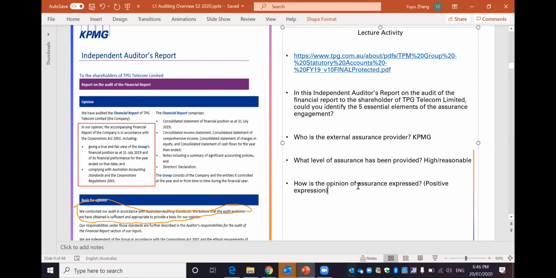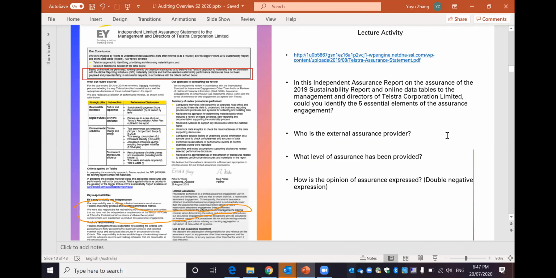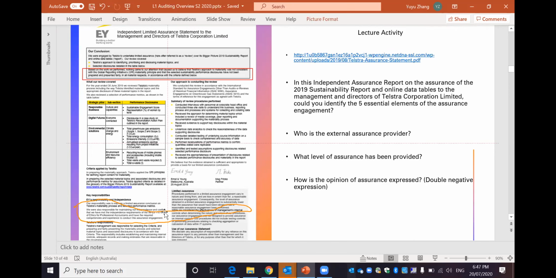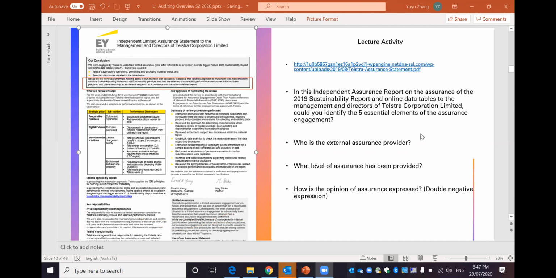Here, I just give a name to this form of opinion, that is positive expression, because it could be compared with the next page. Okay, so what is here in the next page? Sorry, how can I delete this part? Okay. Undo, okay. Right. So here we got another page of the report.